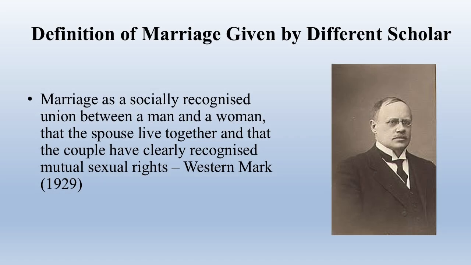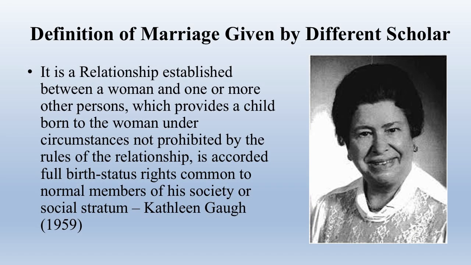There is another definition given by Westermarck. He said that marriage is a socially recognized union between a man and a woman, that the spouses live together, and that the couple have clearly recognized mutual sexual rights. Kathleen Gough, in her study of the Nayar, has defined marriage as a relationship established between a woman and one or more other persons, which provides that a child born to the woman under circumstances not prohibited by the rules of the relationship is given the full birth status rights common to normal members of the society or social stratum.